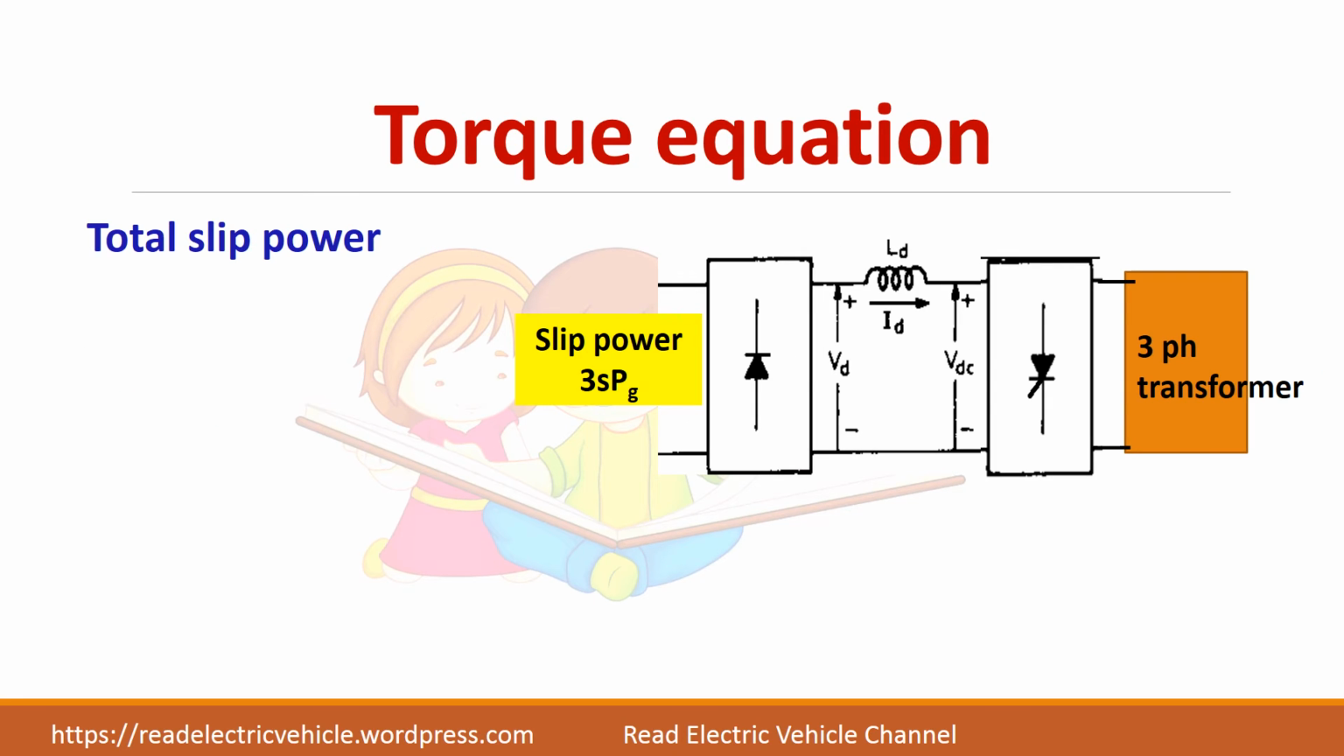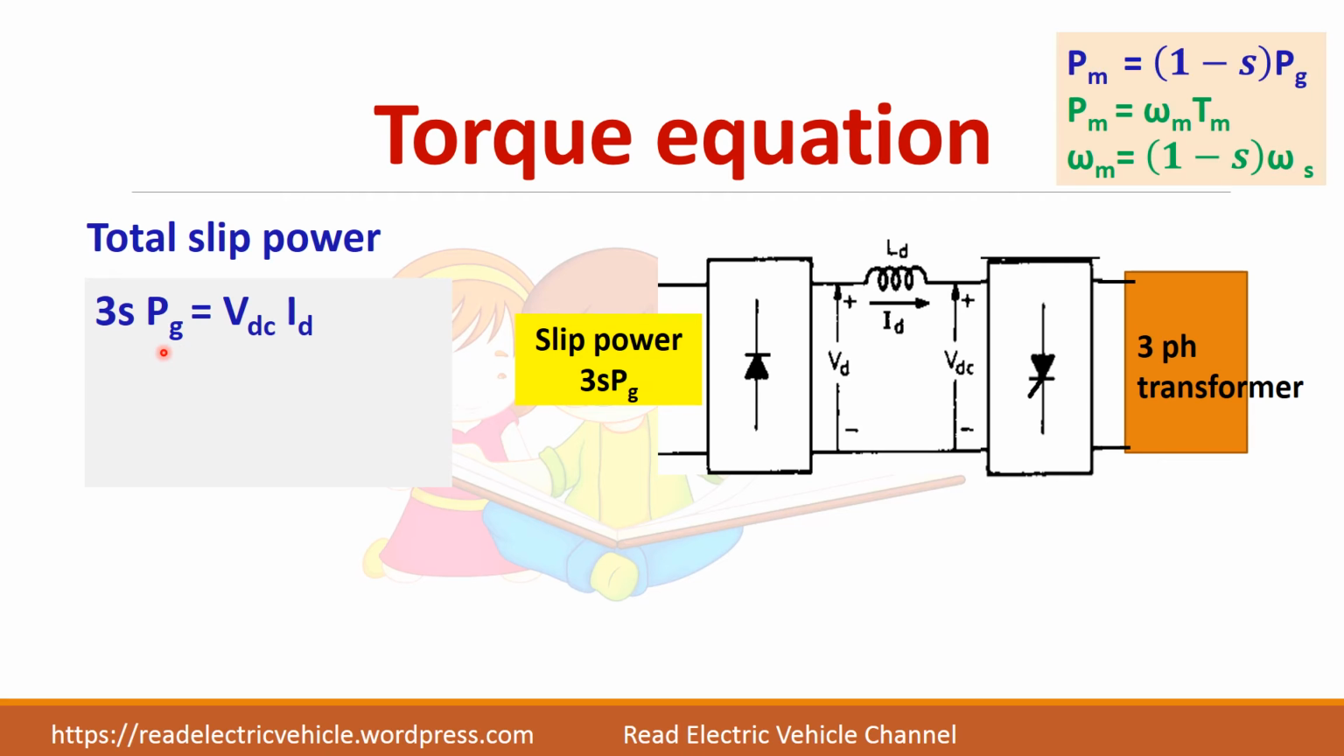Next we will calculate the torque equation. So the total slip power is 3 times SPG, that is equal to the output power VDC into ID. So this PG is the air gap power, which is PM divided by 1 minus S. And this PM is omega m into Tm, and omega m is 1 minus S into omega S. So you can simplify this one and find what the torque Tm is.